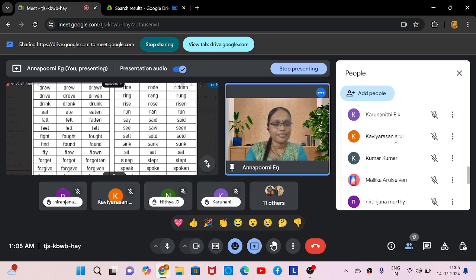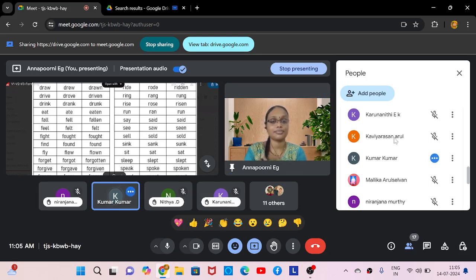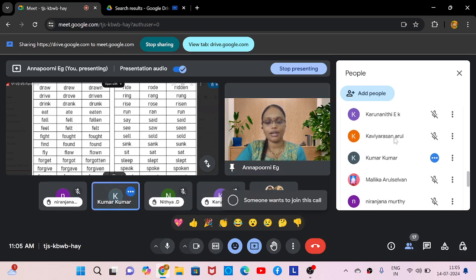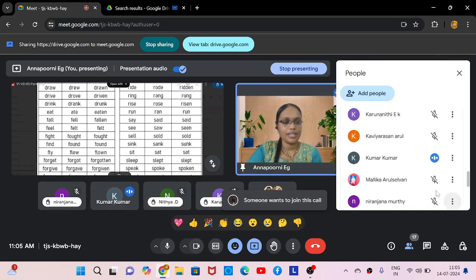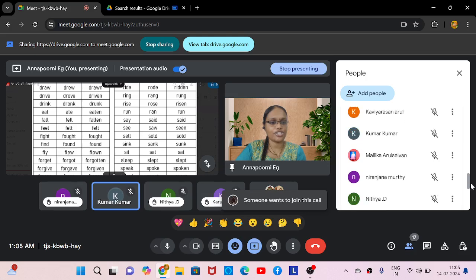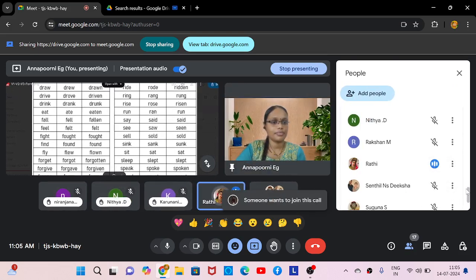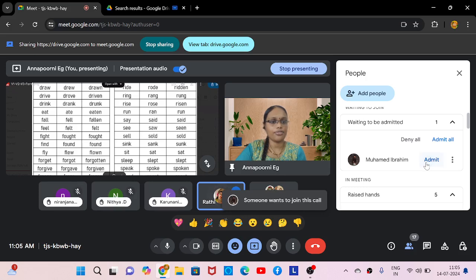Nitish Kumar, give an example for find. I'm giving an option, either find or found, whichever is comfortable for you. I found my book. Yes, okay. Next is Prakshana. I cannot find my watch.